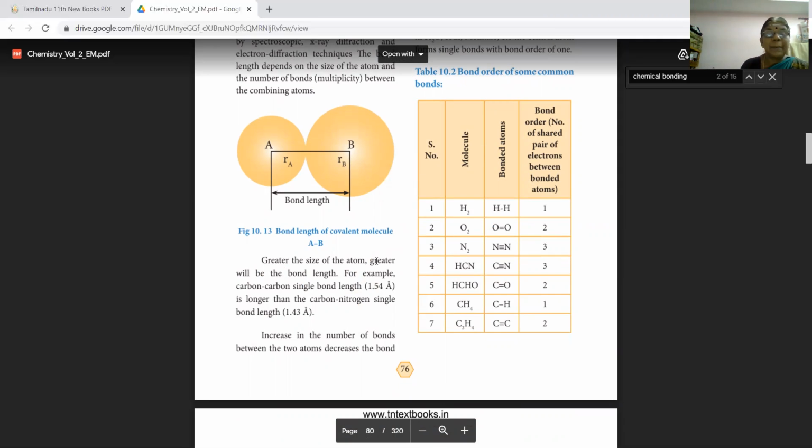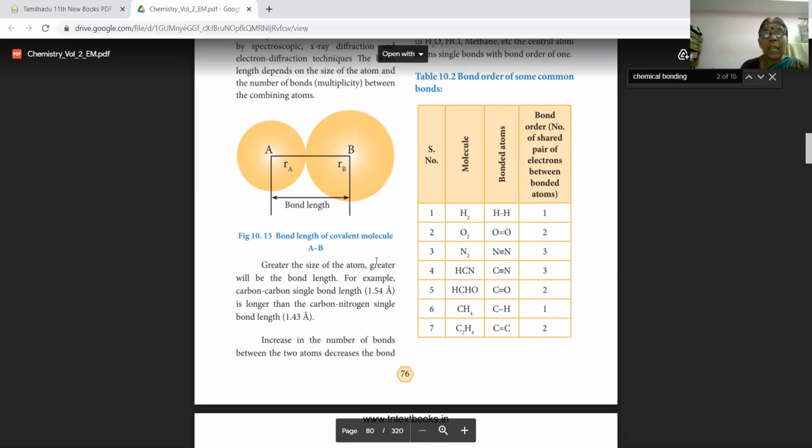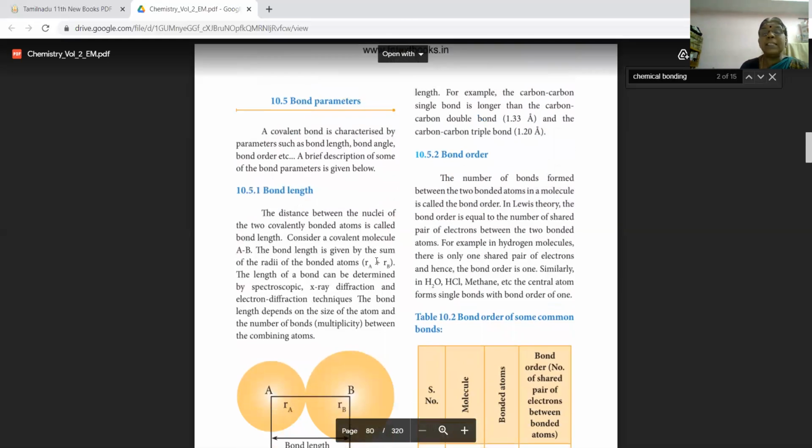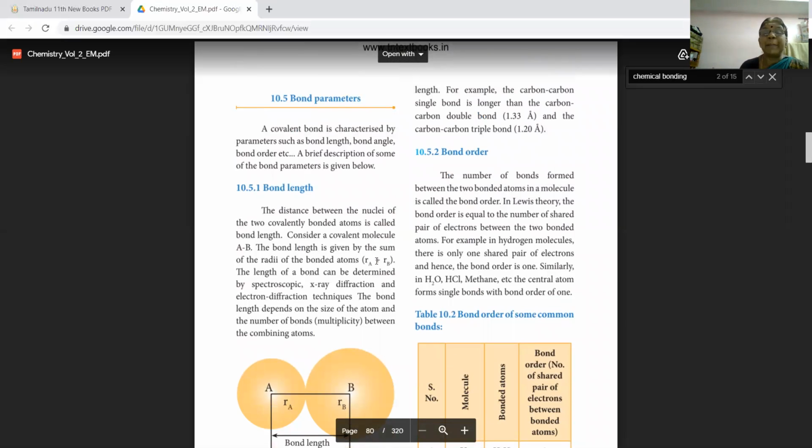For example, the carbon-carbon single bond length is 1.54 angstrom, which is longer than the carbon-nitrogen single bond length, that is 1.43. An increase in the number of bonds between the two atoms decreases the bond length. For example, the carbon-carbon single bond is longer than the carbon-carbon double bond, whose length is 1.33 angstrom, and the carbon-carbon triple bond length is 1.20. That means a single bond is longer, a double bond is a little shorter, and a triple bond is shorter still.